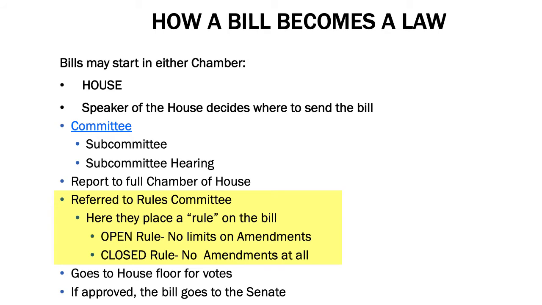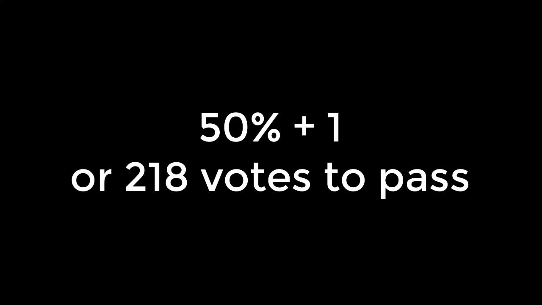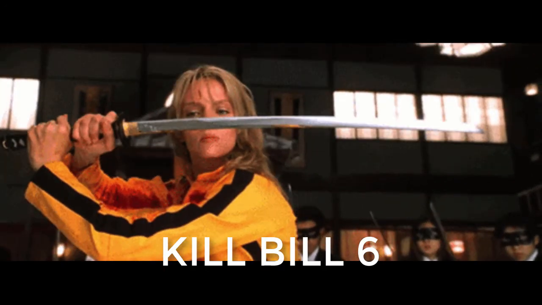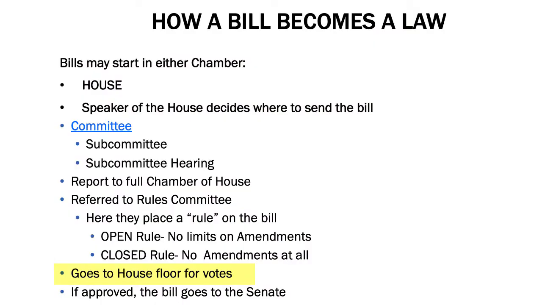But if a bill can survive the amendment process, they then go to a vote on the House floor. And bills in the House only need a simple majority to pass, meaning they need 50% plus 1 votes, or 218 votes, to pass. If the bill gets less than 218 votes, well, you guessed it, the bill is killed. Once a bill passes in the House of Representatives, the entire process starts all over again in the Senate.